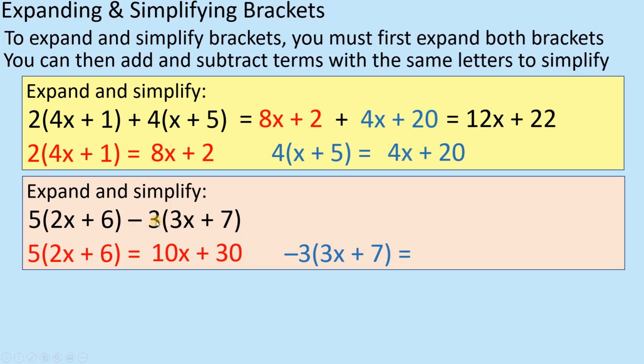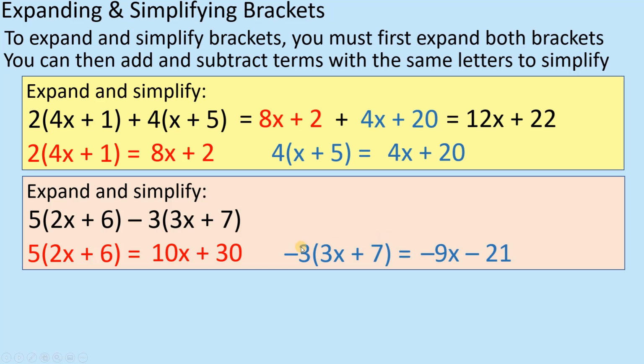Because I'm doing minus 3 times 3x, and I'm going to do minus 3 times 7. Really, really important. You spot that. So minus 3 times 3x, well, it's 9x, but of course it's minus 9x. And minus 3 times 7, which is minus 21. So you've got this. If you're not quite sure why it's minus or why I've done that, then you need to look at your practice on multiplying negative and positive numbers.